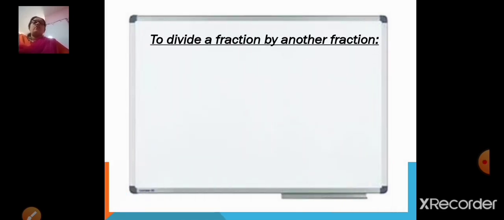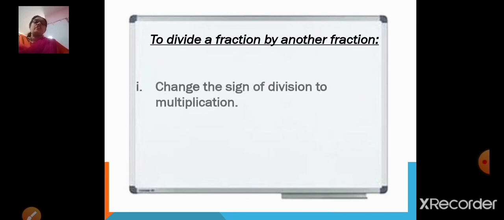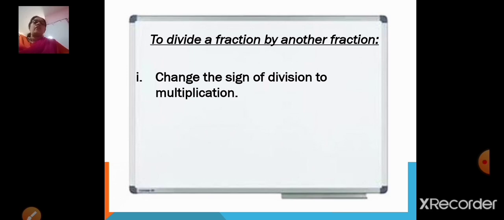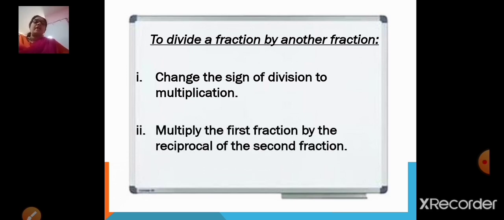Now 2 points you have to keep in mind to divide a fraction by another fraction. First we will change the sign of division to multiplication and then multiply the first fraction by the reciprocal of the second fraction. That is, when we change the sign of division to multiplication, we also write the reciprocal of the second fraction. Okay.